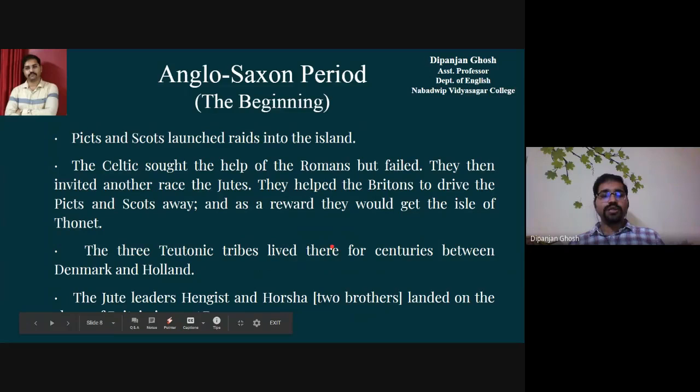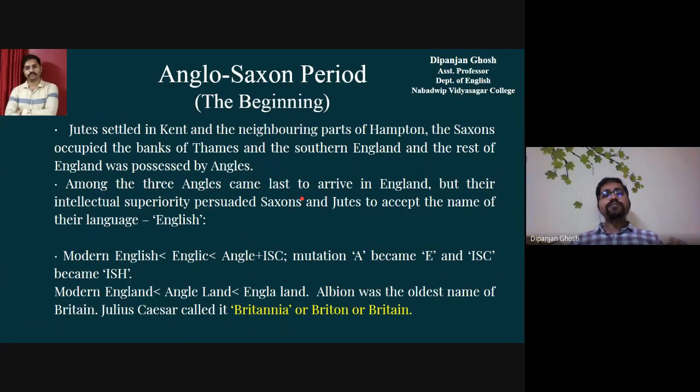And the Jute leaders, Hengist and Horsa, as I mentioned in my previous lecture, the two brothers, landed on the shore of Britain in 449 AD. So this 449 AD is generally considered the beginning of the Anglo-Saxon period. What you can trace here is that the Jutes settled in Kent and the neighboring parts of Hampton.